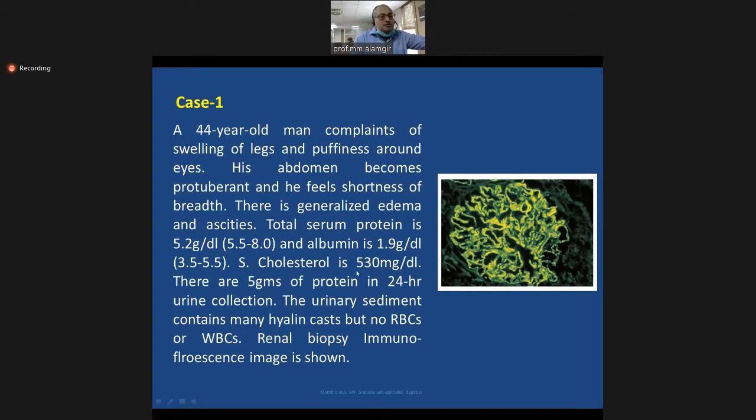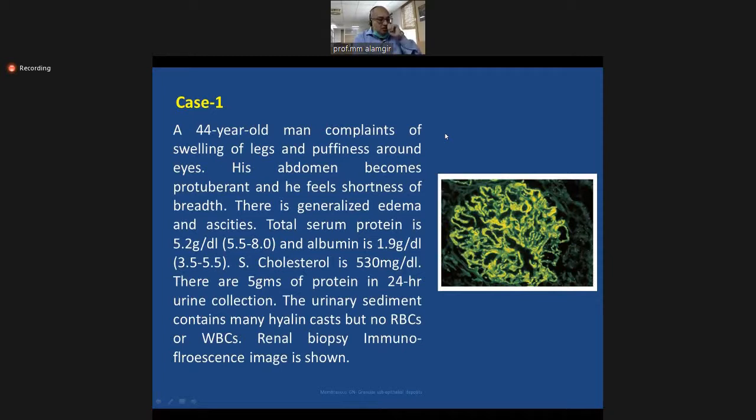Serum cholesterol is also raised. This serum cholesterol is raised because of, number one, loss of proteins from the body, a reduction in the serum protein levels, and there is secondary excessive production of proteins by the liver. And those proteins which are produced in excess by the liver include lipoproteins as well. So there is a rise in serum cholesterol and lipoproteins. That's why there is a rise in serum cholesterol of 530 milligram per deciliter in this scenario.